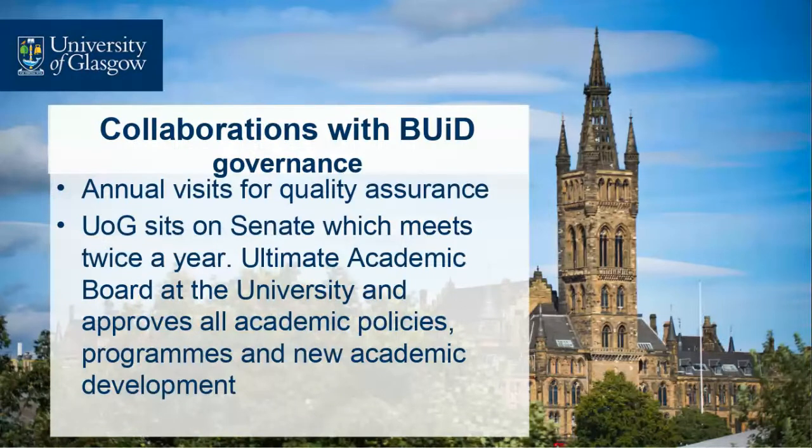So our collaboration with the British University in Dubai is an example of that and has continued to grow from relatively small beginnings, and we're very pleased to say continues to grow, and we like the model that we have with the British University in Dubai. I thought I would just divide things up into several different areas. So there is cooperation in terms of governance. We do things like annual visits for quality assurance. And the University of Glasgow sits on the Senate of the British University in Dubai, which meets twice a year. This is your ultimate academic board at the university to approve policies and programs and new academic development, and the University of Glasgow is involved at that governance level.